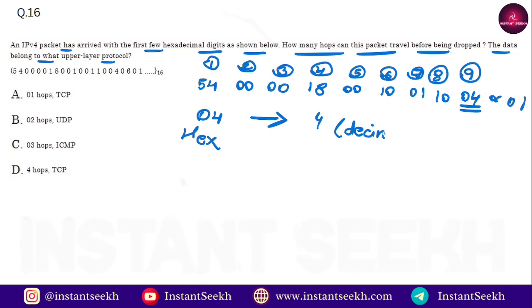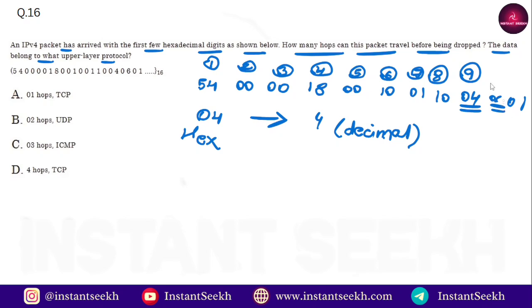So this indicates the packet can travel 4 hops. How many hops? 4 hops. Why is it so? Because the time to live field indicates the particular timing sequence. The protocol field is located at the 10th byte of the IPv4 header, and the protocol value is 06. This is considered a TCP connection.